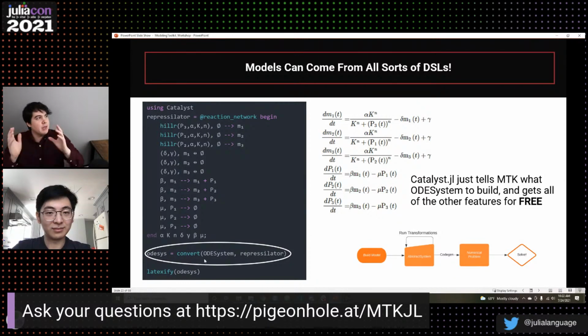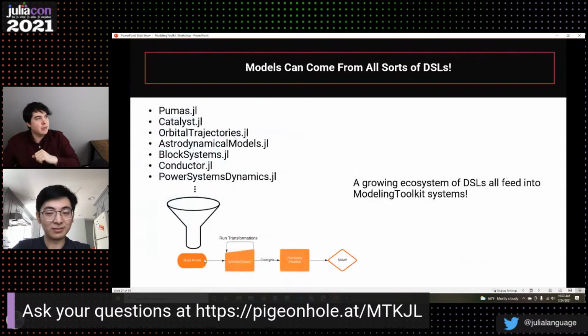And so, there's many different ways to get ODE systems out in the end. You have this funnel going on now where Pumas is giving you ODE systems. Catalyst is. Orbital Trajectories.jl has another talk at JuliaCon and another talk on YouTube. Go watch Dan Padilla's work. Power Systems Dynamics, a lot of Jose Daniel Lara's work now can funnel into Modeling Toolkit.